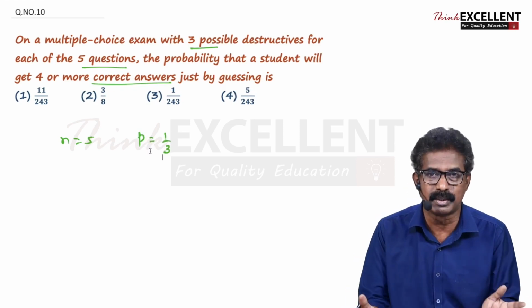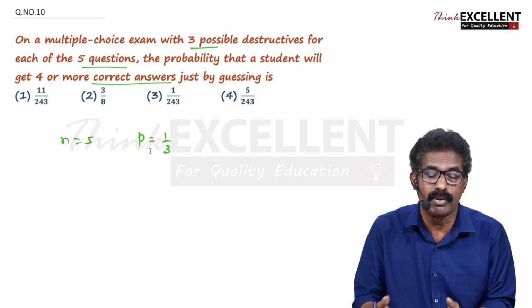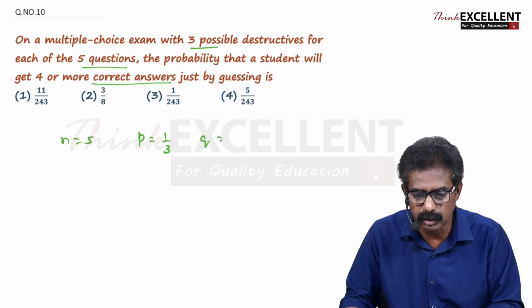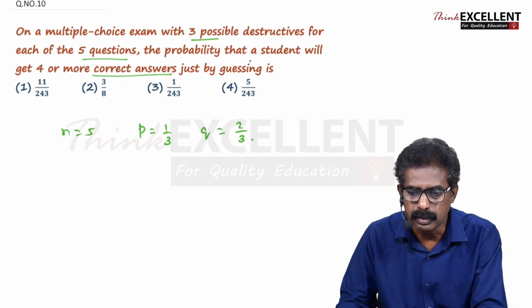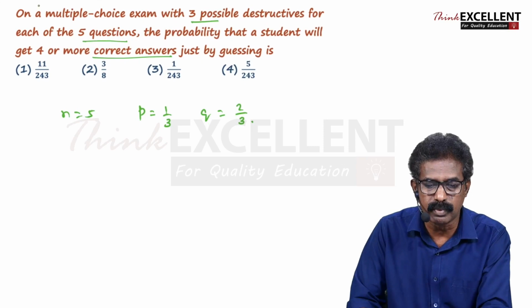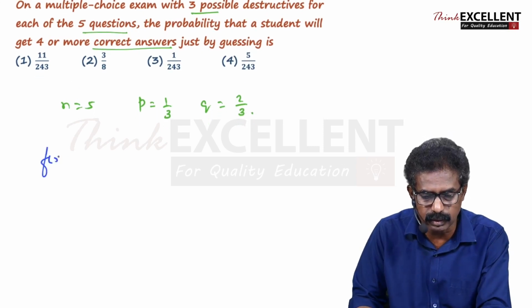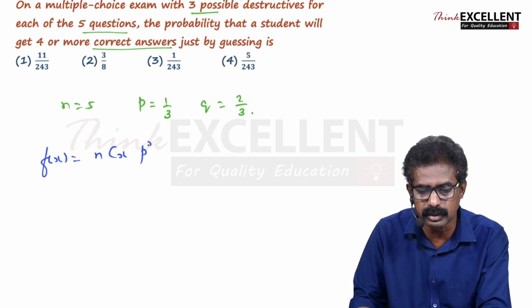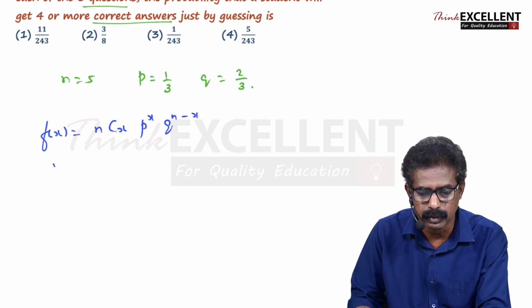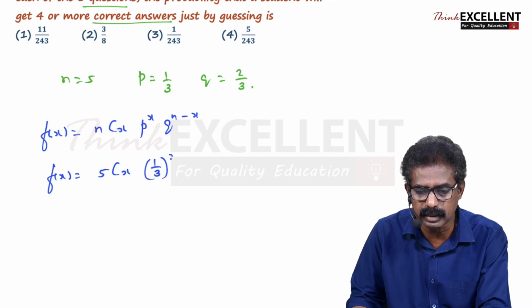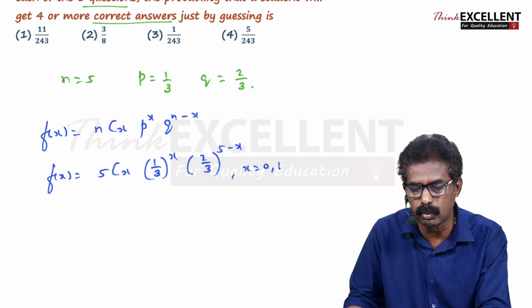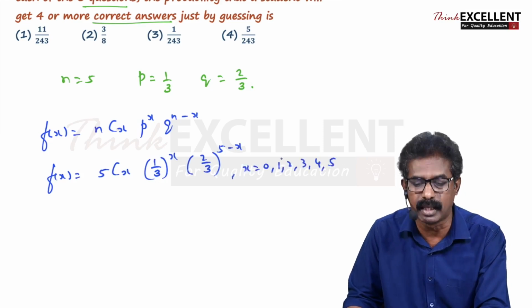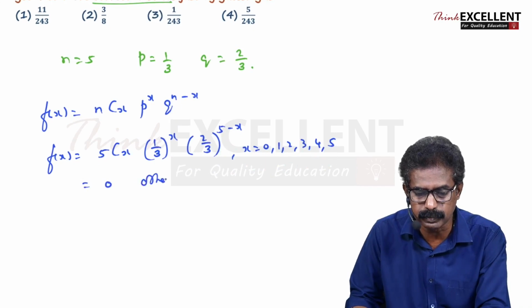Normally they give 4 options, right? Getting the correct answer is 1 by 4. But here only 3 options they set. So q is 1 minus 1 by 3, that is 2 by 3. Find the probability that the student will get 4 or more. So we are using binomial distribution. f of x equal to, what's the formula? nCx p raised to x q raised to n minus x. So f of x is 5Cx, p 1 by 3 raised to x, q 2 by 3 raised to 5 minus x, where x equal to 0, 1, 2, 3, 4, 5 up to n, and equal to 0 otherwise.